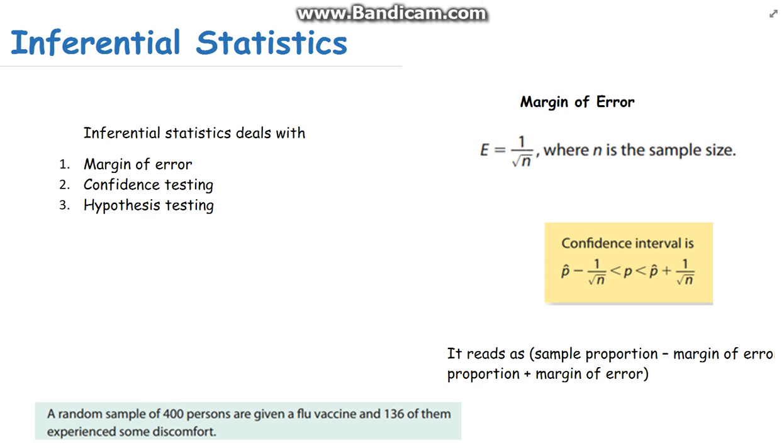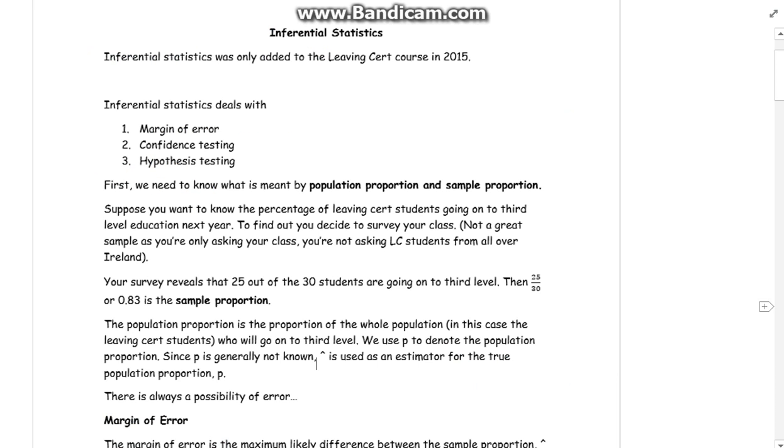Right, so those are the three things inferential statistics deals with: calculating the margin of error, conducting a confidence test, and conducting a hypothesis test. If we go over to our handout, just to fly through what's meant by a couple of things, the two things that we need to know are sample proportion and population proportion.